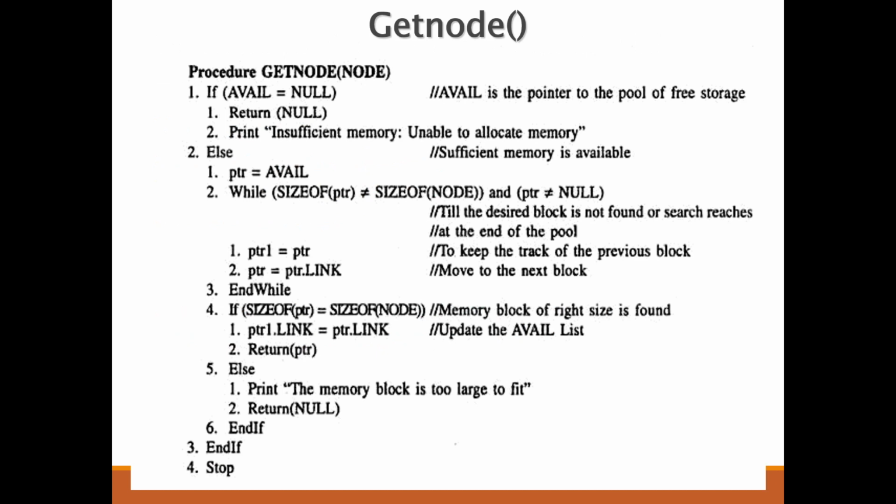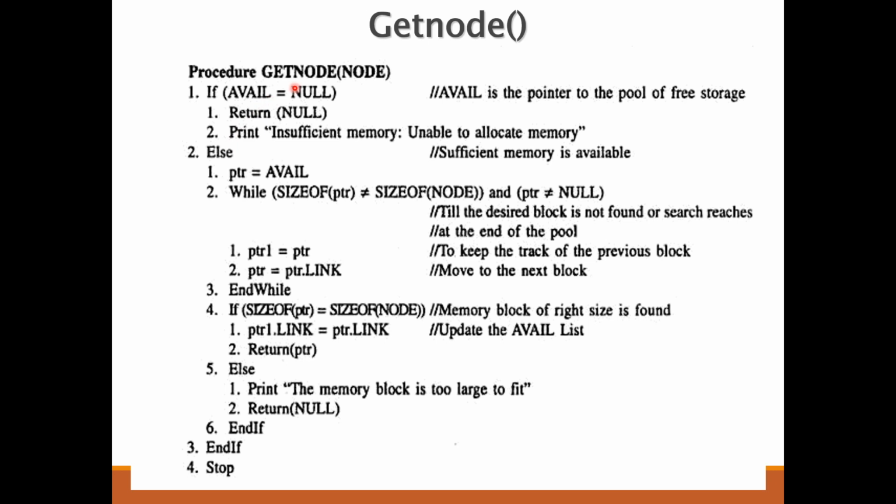All the free nodes are stored in a memory bank, and this is a procedure for the getNode. Avail is a pointer which points to the first element of the free memory bank. If you want to insert a new element, first we have to call the procedure getNode. If avail is equal to null, that means it is an empty list, that is, it doesn't have any free memory. So it will return the null value and print that there is insufficient memory.